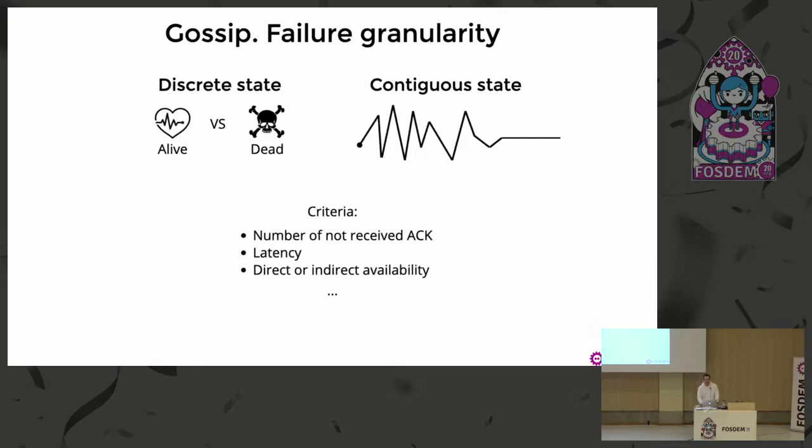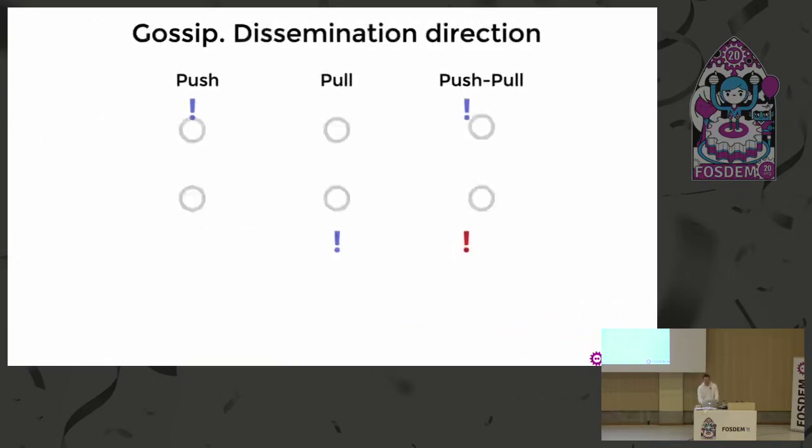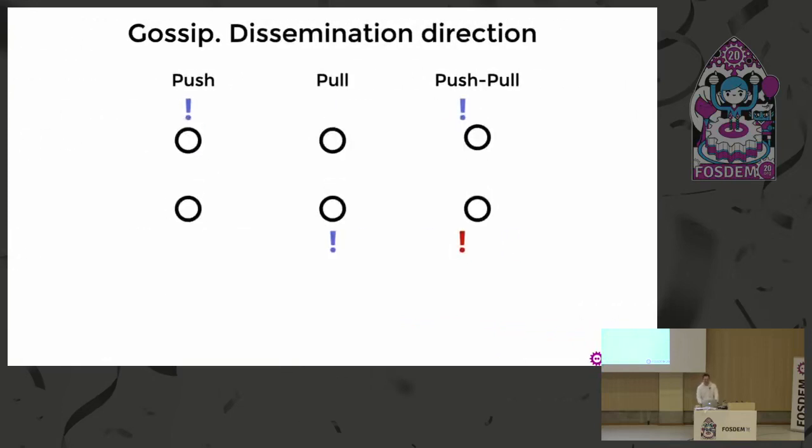And protocols are free to choose any criteria for moving nodes from one state to another, such as number of not received ACK messages or ping latency or direct or indirect availability and many other criteria. And the last difference is how to disseminate an event after it was found. Simple protocols just do push way.